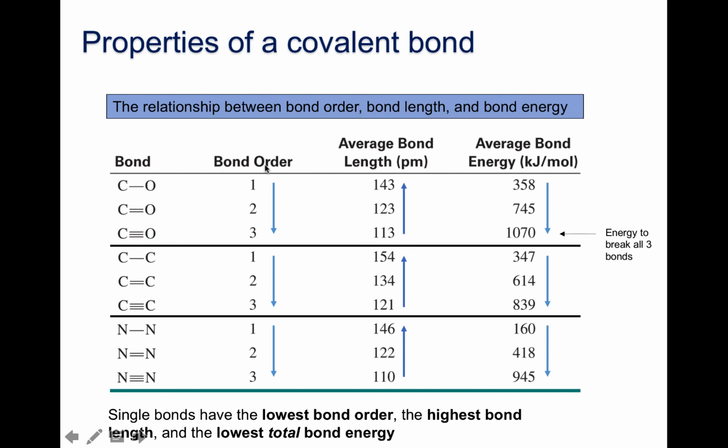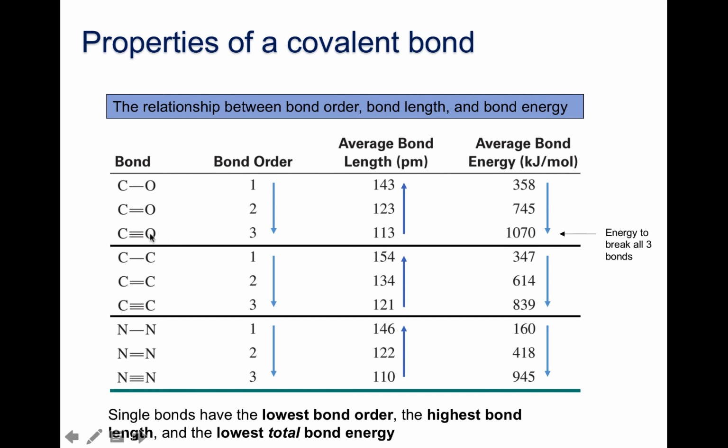Remember, the three properties were bond order, so the number of shared pairs of electrons, the bond length, the distance between the two nuclei, and the bond energy, the amount of energy required to break the bonds. If you're looking at just bond order, a single bond will have the longest length and the lowest bond energy. And as you move up to a triple bond, assuming that we have the same two elements bonded to one another, a triple bond will have the shortest bond length and the highest bond energy, and it's going to take more energy to break all three of those bonds, which is intuitive.